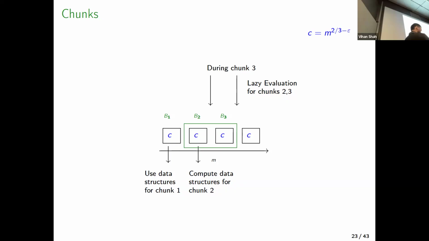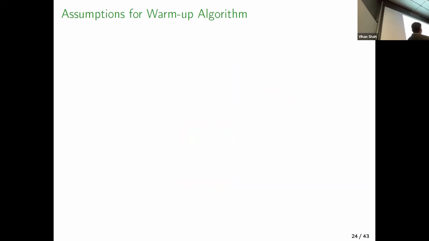Okay. Yeah, if not, we'll see the details now. But hopefully this makes sense, right? Just use lazy evaluation for the current chunks. It's the previous one, compute some data structures, use them to answer queries. All right. So this is the warm-up algorithm where A and C are fixed, right?